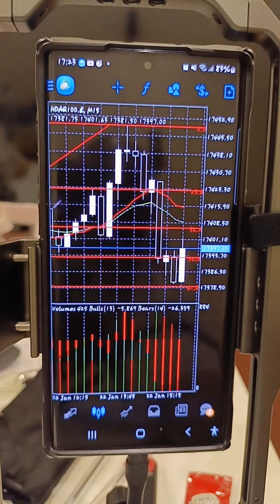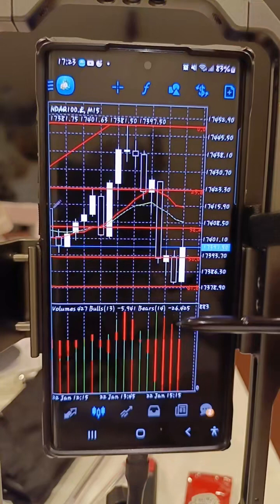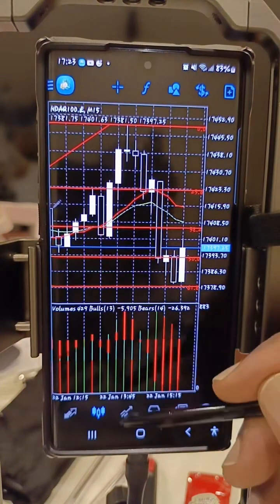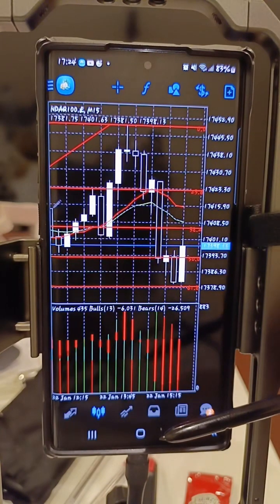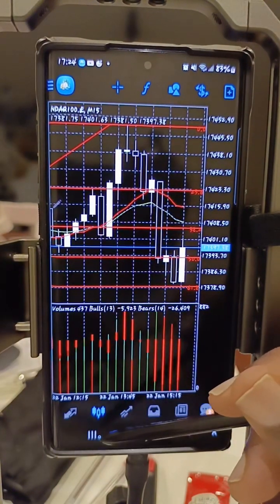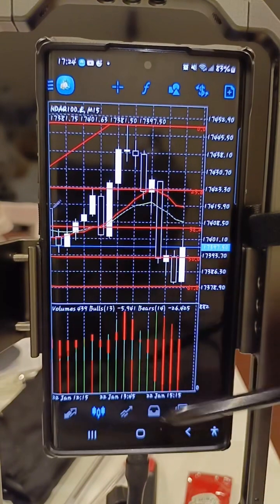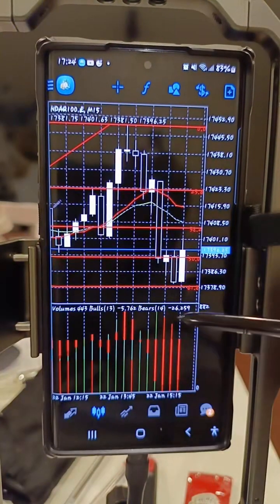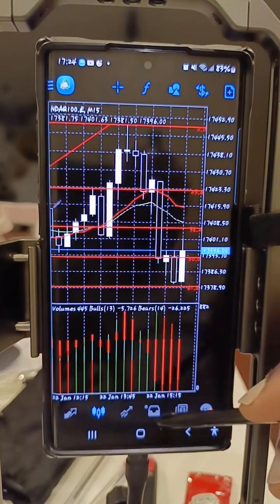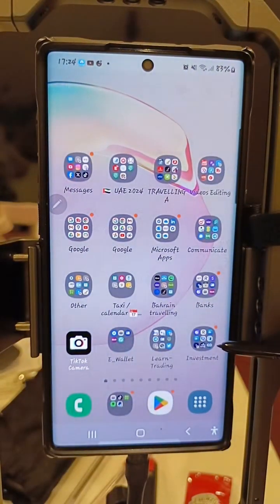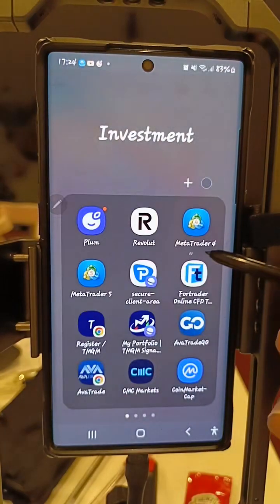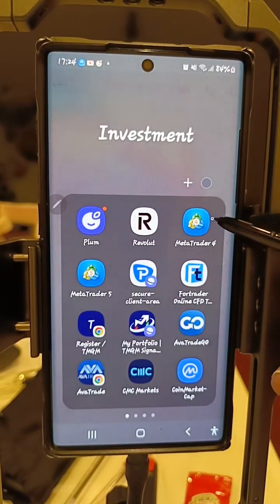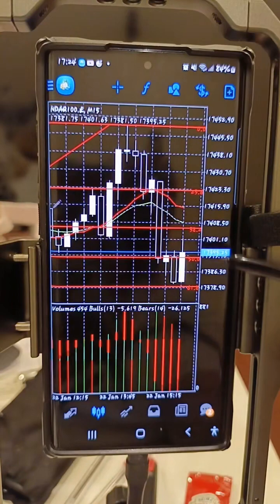Which app are you using? I'm using MT4 on a mobile phone. That's what I'm using. So I'll show you again. This is not a simulation. This is live data. Please be reminded this is for educational purposes. Understanding, right?